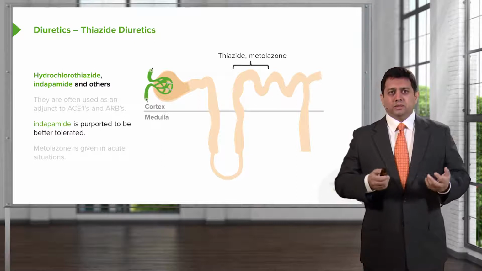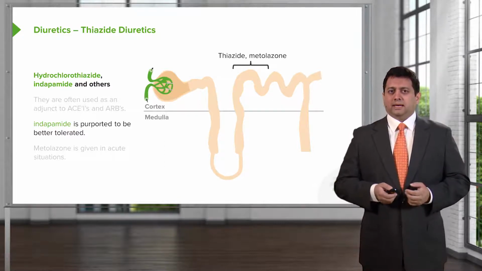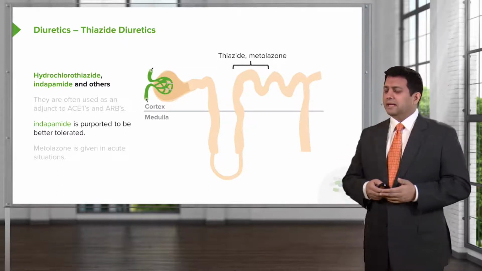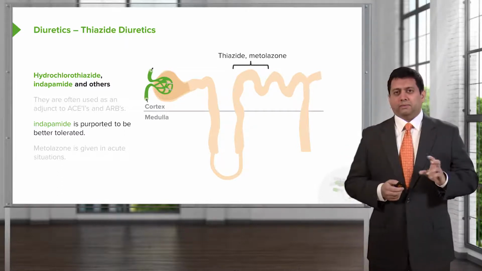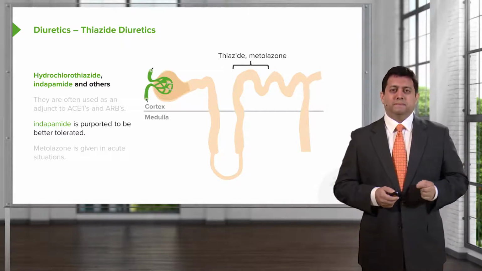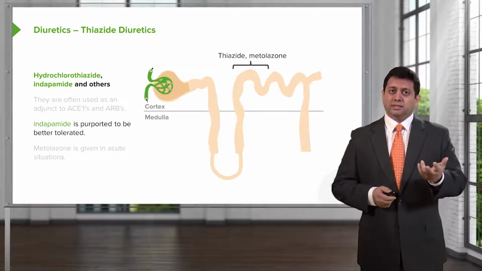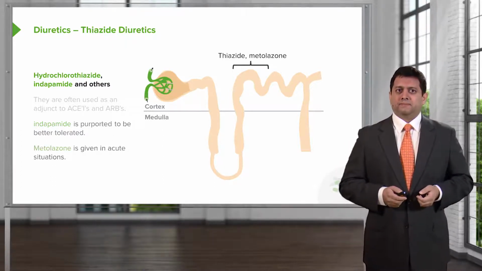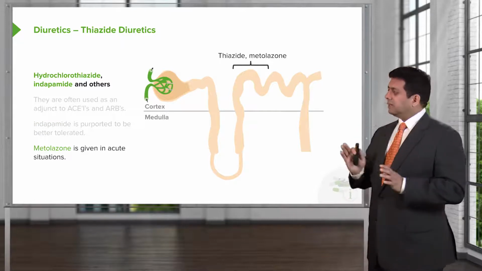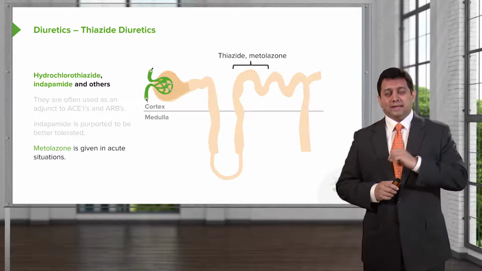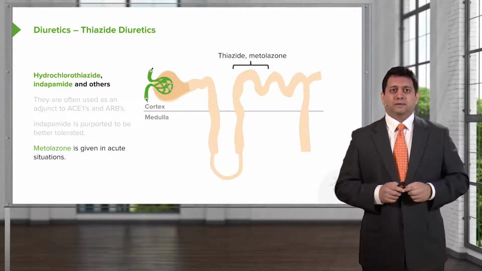Indapamide is purported to be better tolerated, and that's what a lot of people believe. I personally haven't found that to be the case, but remember that there are people who are going to have allergies to hydrochlorothiazide, and that's why we use indapamide. For your perspective, you need to know both, so just remember that they're both thiazide diuretics. There is a third diuretic that I want to mention, which is called metolazone, and we're going to mention it later in the lecture when we talk about heart failure.